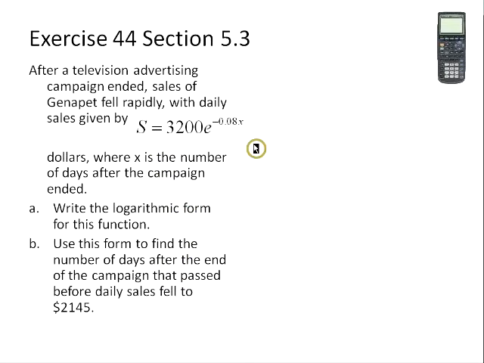We're going to be looking at an application problem. This is exercise number 44 from section 5.3, using exponential and logarithmic functions. After a television advertising campaign ended, sales of Ganapet fell rapidly, with daily sales given by the formula S equals 3,200 times e raised to the negative 0.08x dollars. So S is in dollars, where x is the number of days after the campaign ended.